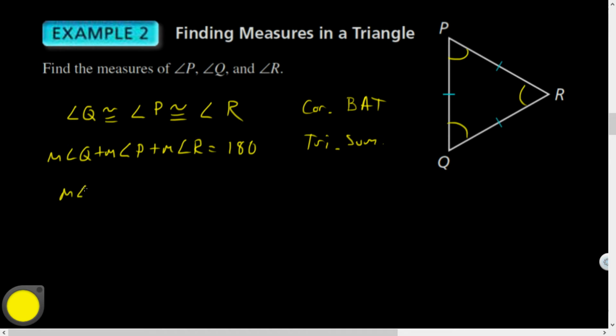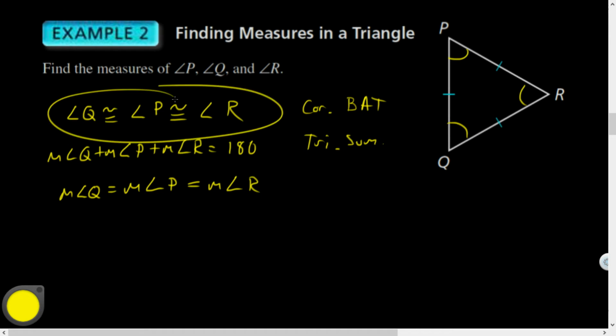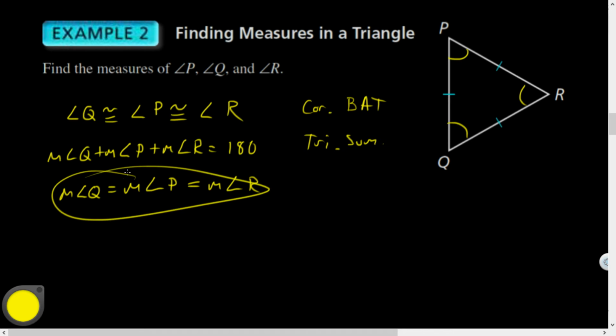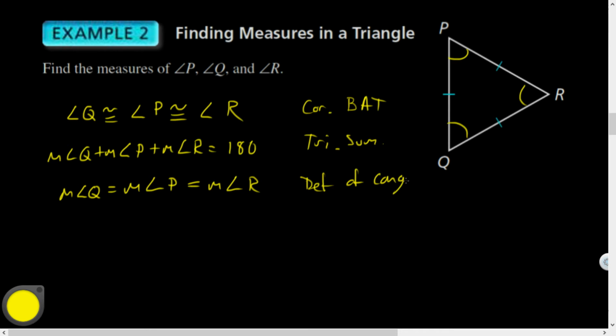So I could say measure of angle Q equals measure of angle P equals measure of angle R, because saying congruent is referring to the figure itself being the same size and shape. But now I'm talking about the numbers representing their size. So this is definition of congruence. They weren't necessarily requiring all the explanation here. I just want to give it to you anyway.